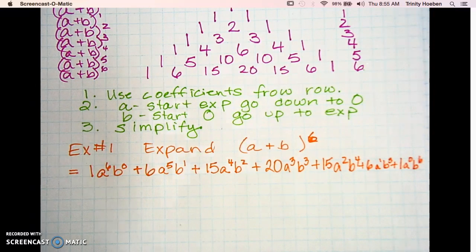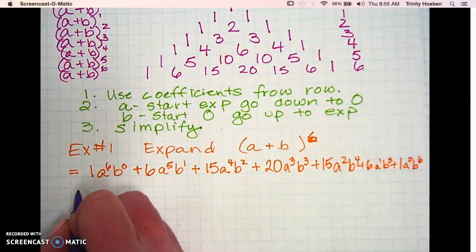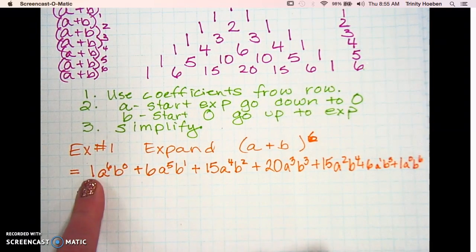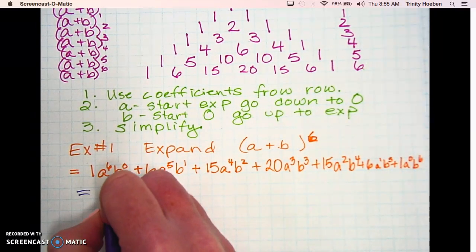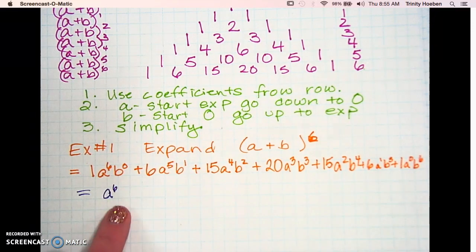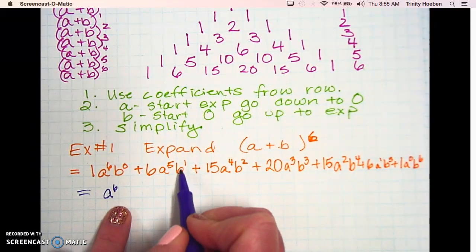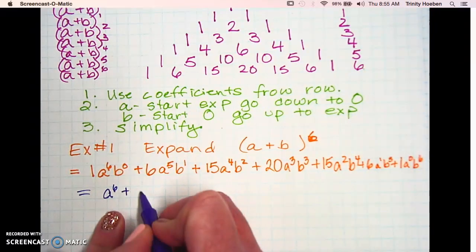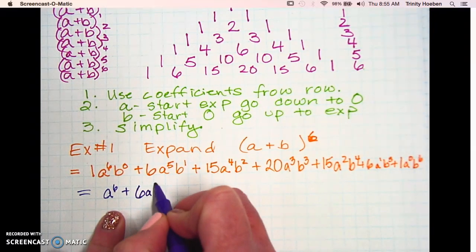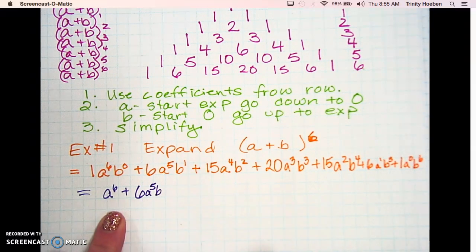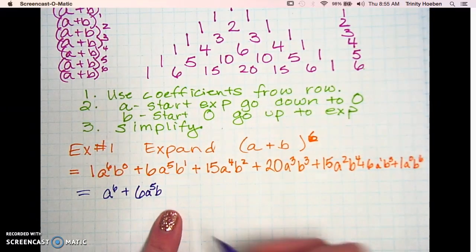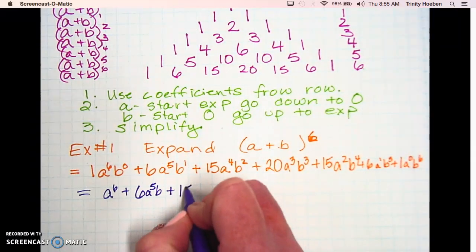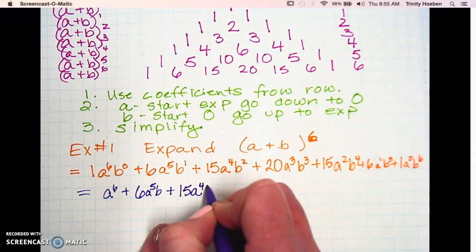Okay. Now let's simplify each of those. Okay, B to the 0 is 1, 1 times 1 is 1. So 1 A to the 6th is just A to the 6th. B to the first is just B. We don't have to multiply the 6 by anything, so we've just got 6 A to the 5th, B. We don't have to write a first power, you can if you want. Plus the next term. Nothing really to simplify, so 15A to the 4th, B squared.